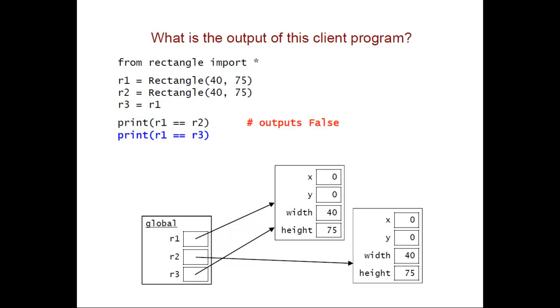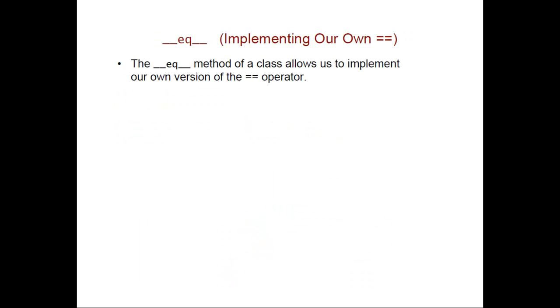But when I compare R1 with R3, because they are both referring to the same rectangle object, I'm comparing the same memory address to itself. And so I am going to get true here. So by default, when you use the equals equals operator, you compare the memory addresses of the objects, not what's inside them. And so if we want to compare what's inside the objects, we need to implement our own version of that equals equals operator.